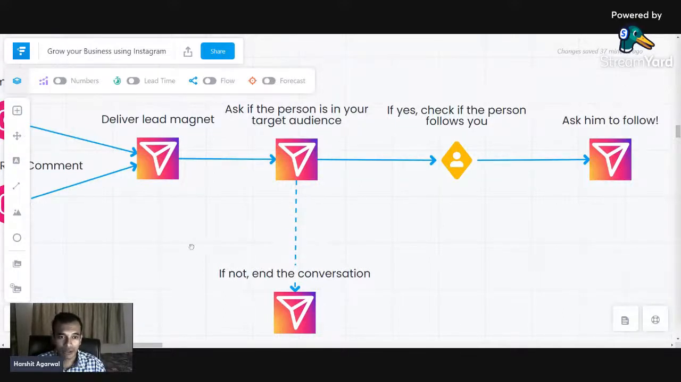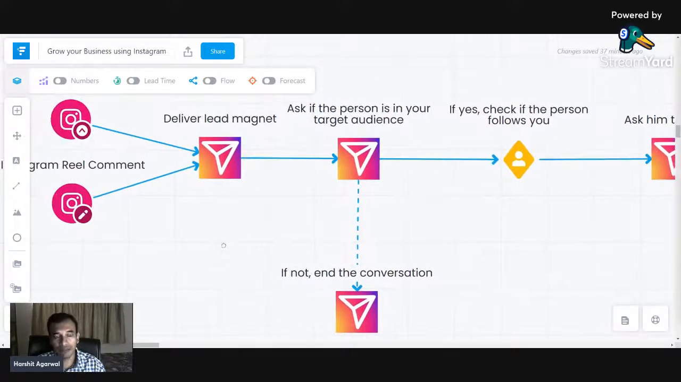And once you have those followers, you can obviously nurture them and you can convert them into paying customers.